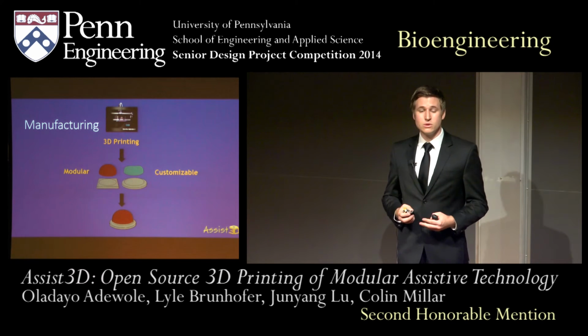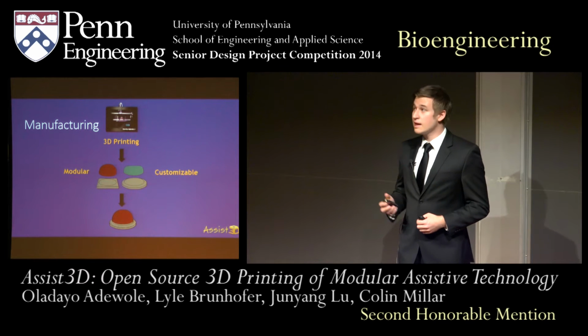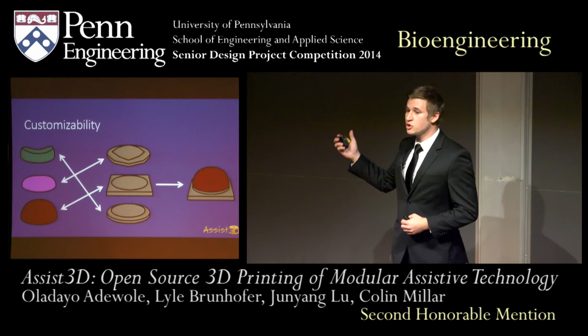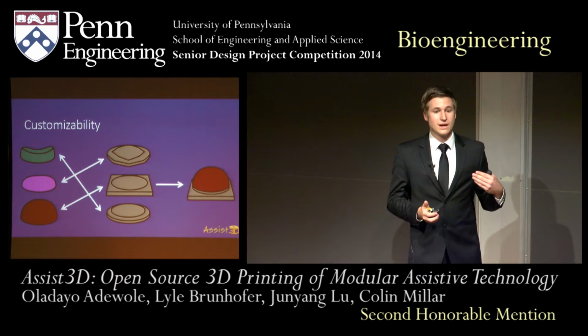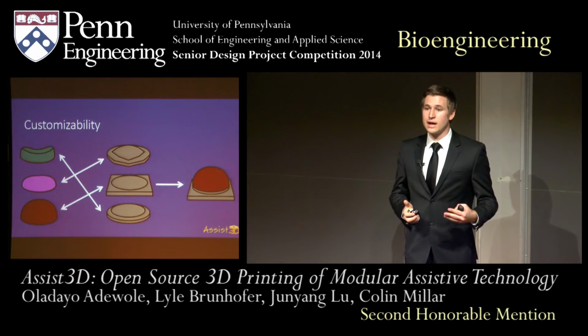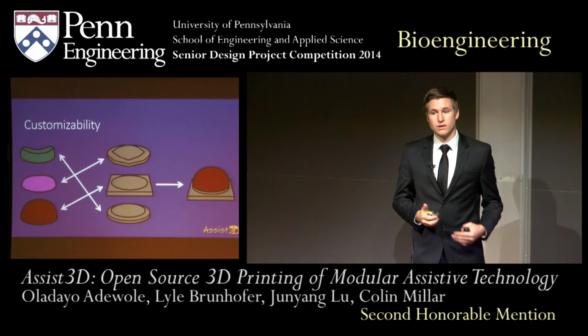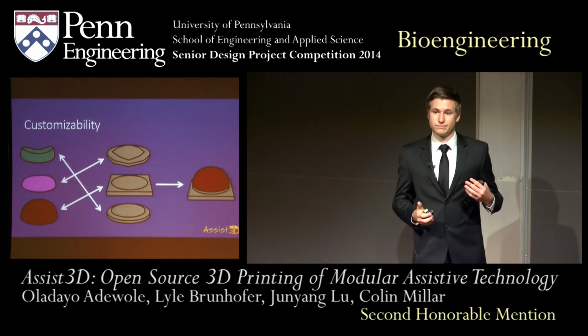This 3D printer can be used to create modular components that can be mixed and matched like Legos to create our final product. This final product will be customizable in the sense that the child may be able to use it with their leg, their arm, or even their head.